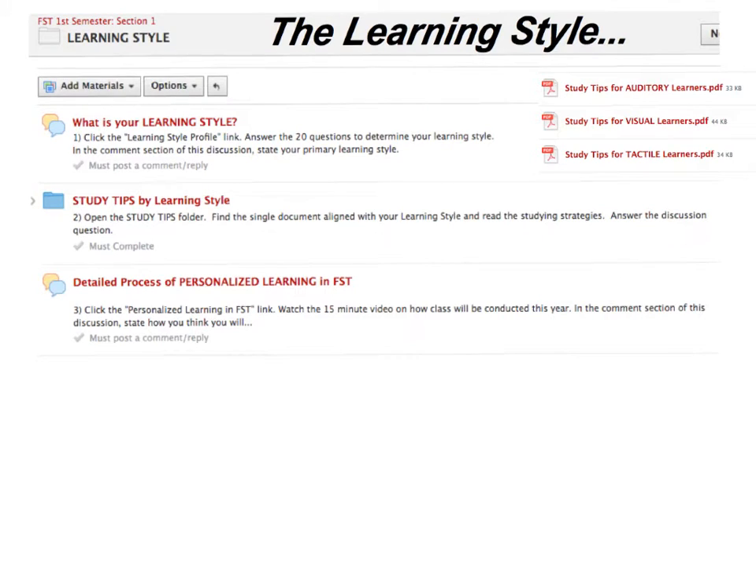It is important that students know their learning style. They will start off by taking a 20-question survey, and they will find out what type of style they have. Once they know their style, they'll look at some study tips for their learning style. So are they an auditory learner, a visual learner, or a tactile learner? These PDF files have some wonderful insights and tips on how to become a better studier based on their style.